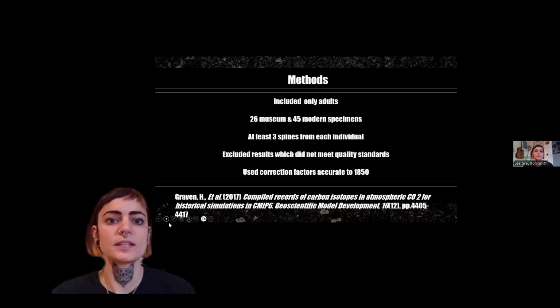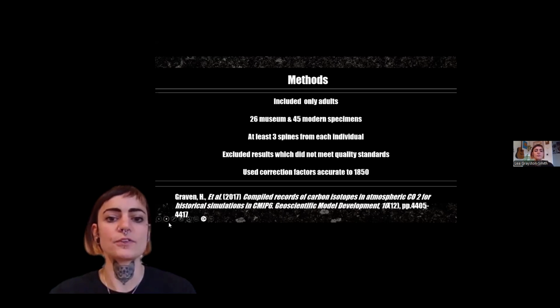So we went and collected specimens from 26 different museum preserved hedgehogs. And we had 45 modern day specimens that were collected from roadkill or found deceased or donated in and around the Reading area. We tested at least 3 spines from each individual, and all our samples were measured in triplicate.